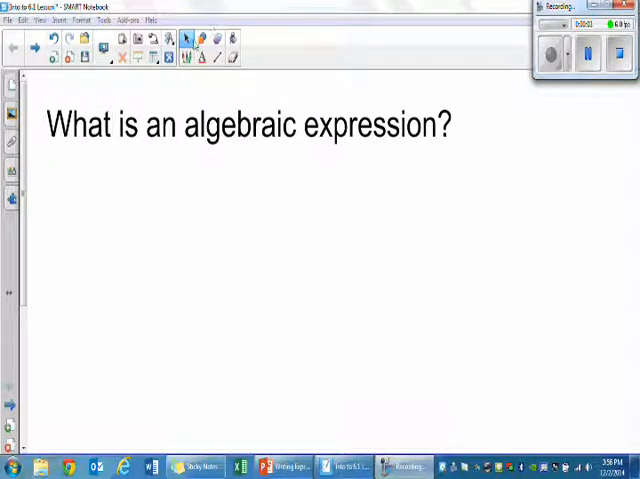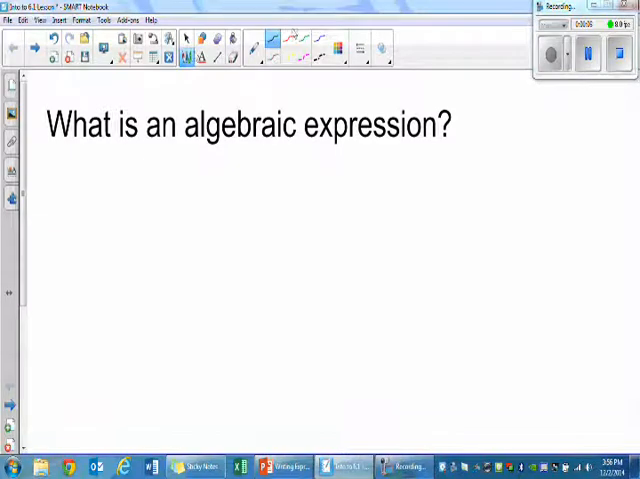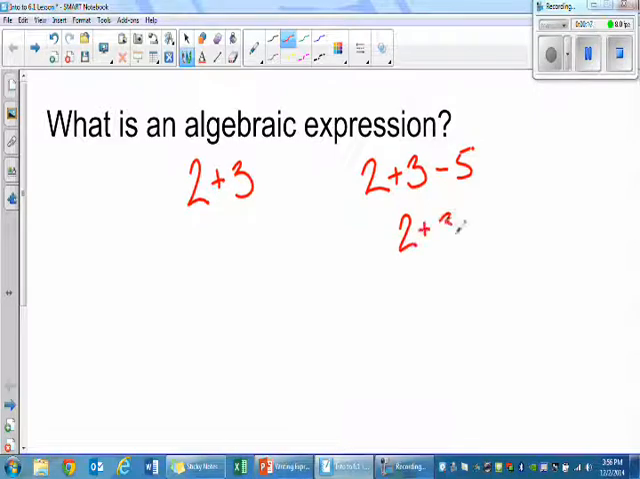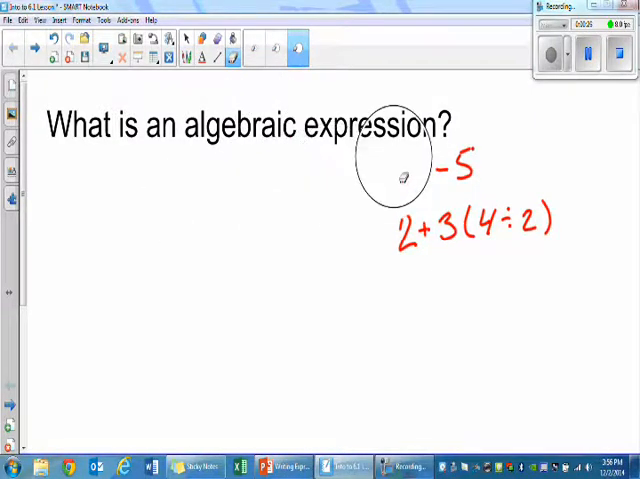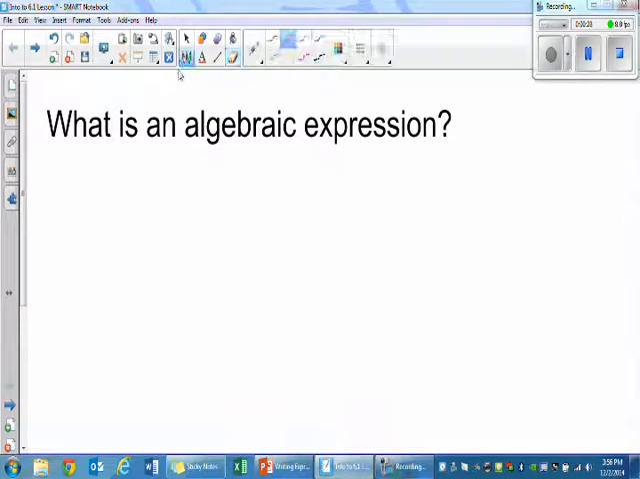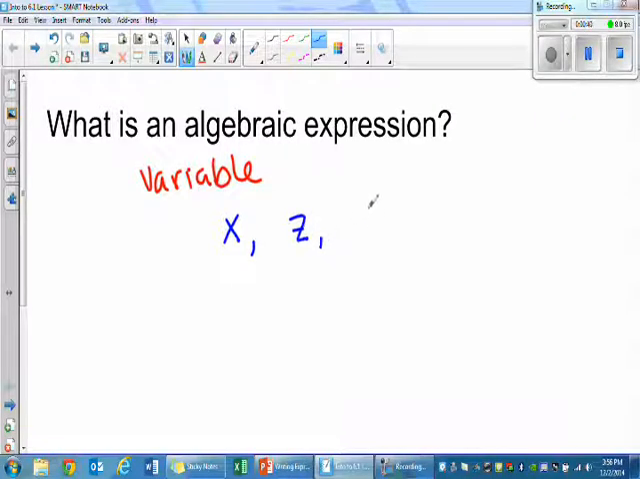First, let's answer the question, what exactly is an algebraic expression? We know that a numerical expression would just be 2 plus 3, or 2 plus 3 minus 5, 2 plus 3 times 4 divided by 2. Okay, all of these are numerical expressions. An algebraic expression involves a variable. If you recall, a variable, okay, this is normally a letter or a symbol that represents a number. Okay, so any of these. The most common variable you're going to see is x.